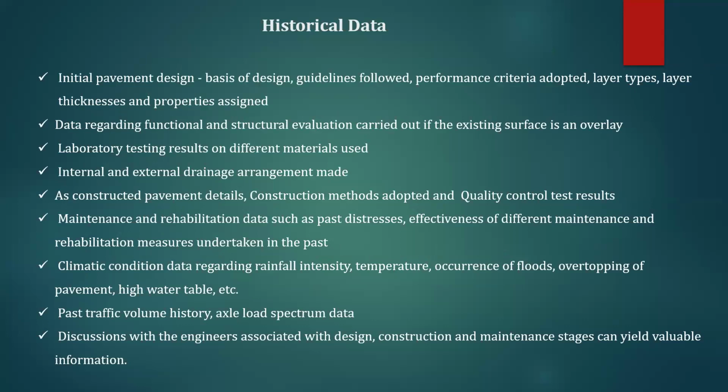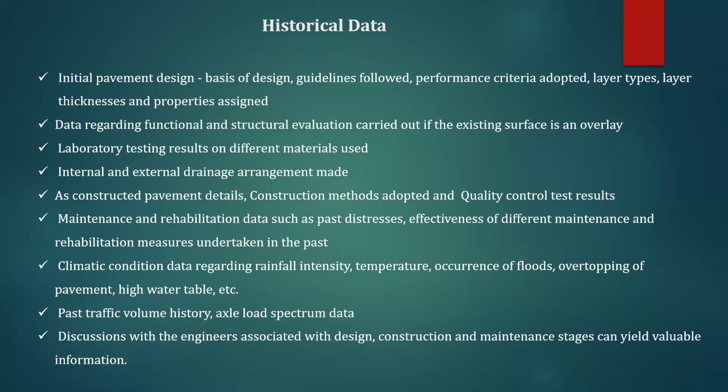Historical data of the pavement. So when the pavement was constructed, first of all, what type of layers they have constructed, how much thickness, and what is the strength of those different layers. So what are the properties? Properties means what is the resilient modulus of the granular layer or bituminous layer they used, and what is the CBR value of the subgrade layer. Everything, we have to take care of the historical data.